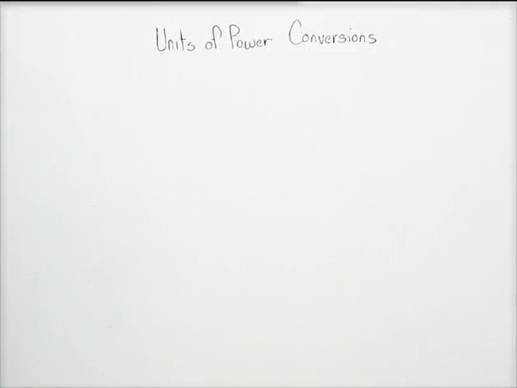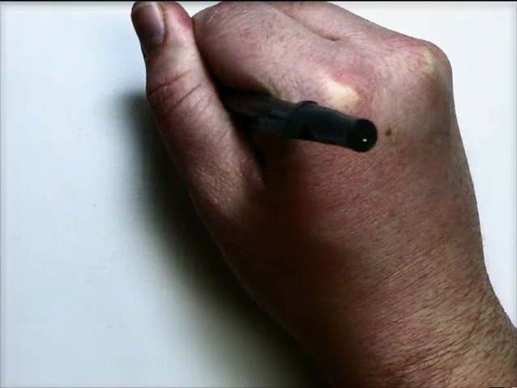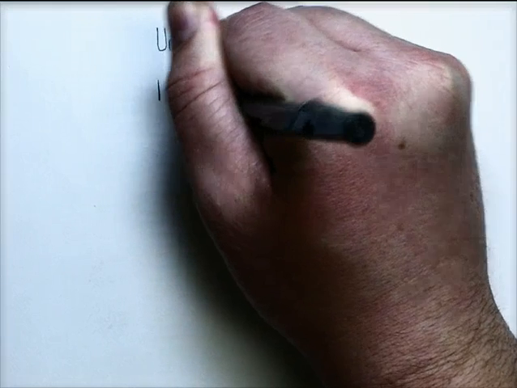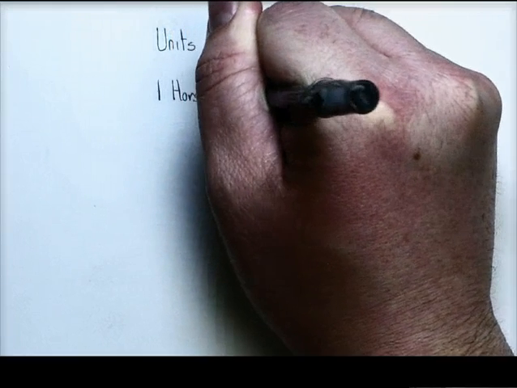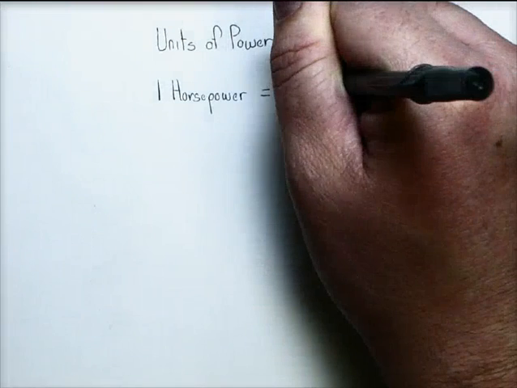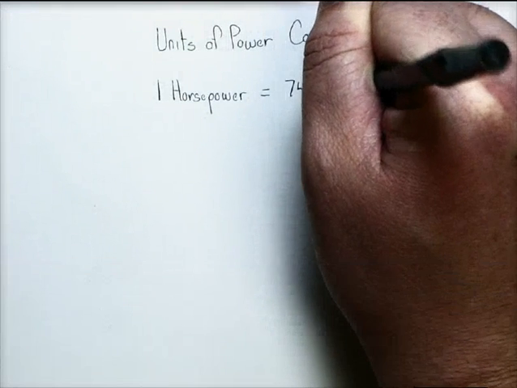Alright, next we're going to look at how to convert between the two units of power that we have. And the two units of power we have are the horsepower. So we have 1 horsepower being equal to 746 watts.